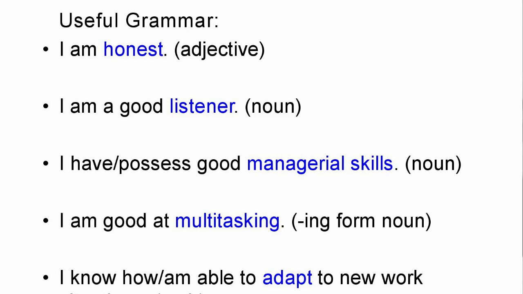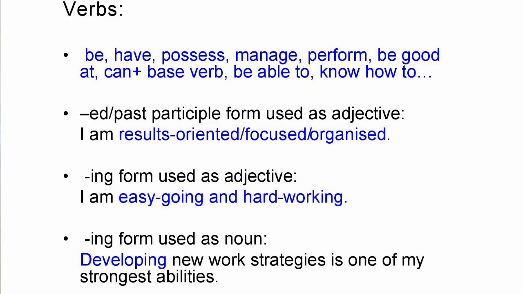I am good at multitasking. This is where we use the ing form as a noun. And I know how to adapt to new work situations. I am able to adapt to new work situations. Here we're using the verbs know and able to. Okay, let's now look at verbs, common verbs that we use to describe weaknesses and strengths.